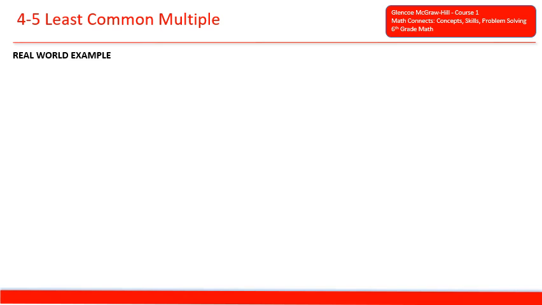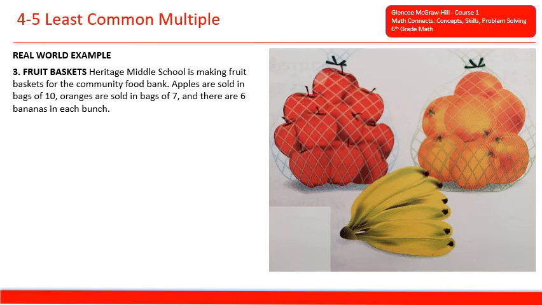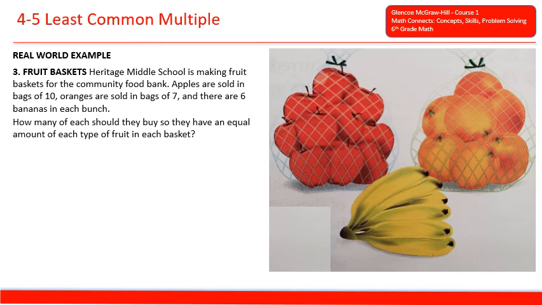Real world example. Fruit baskets. Heritage Middle School is making fruit baskets for the community food bank. Apples are sold in bags of 10. Oranges are sold in bags of 7. And there are 6 bananas in each bunch. How many of each should they buy so they have an equal amount of each type of fruit in each basket?